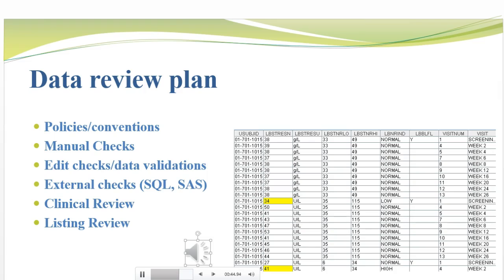So there's two highlighted here. For these two patients, they have the two lowest lab values. The lowest for patient 701-1015 was a 34, and then 41. So your listing review is often looking just at outliers. You want to document all of these things in your data review plan.